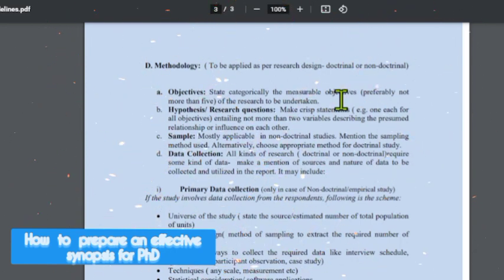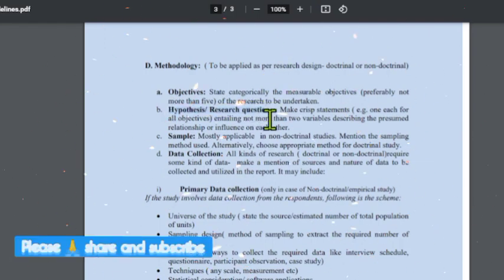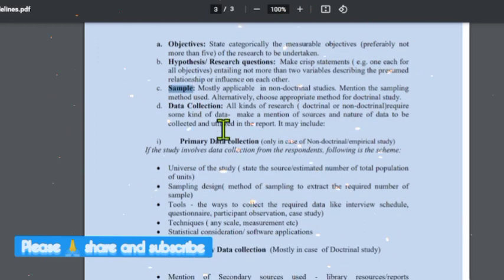That is, what is the ideal size or number for any objectives to be framed. Hypothesis is again very important, which is again related to your objectives, one each from all the objectives. So in case you are having 5 objectives, you will be having 5 hypotheses or research questions. Sample size, sampling techniques, we'll be coming in detail about this.